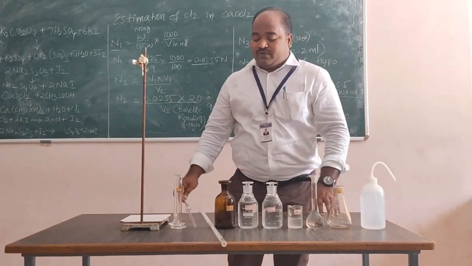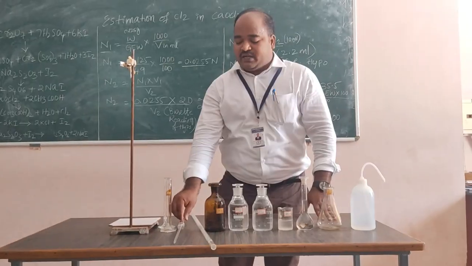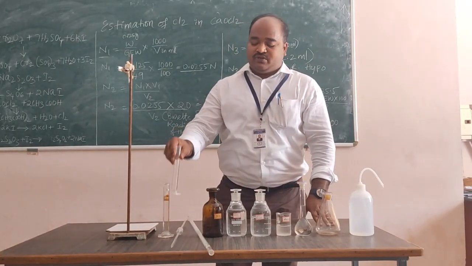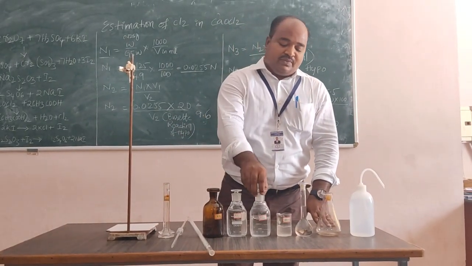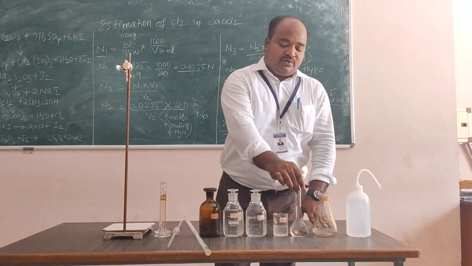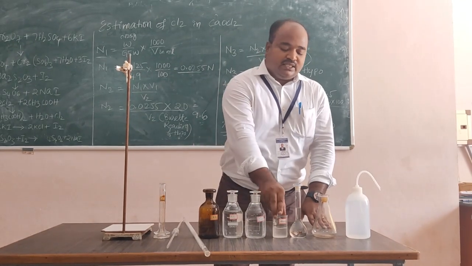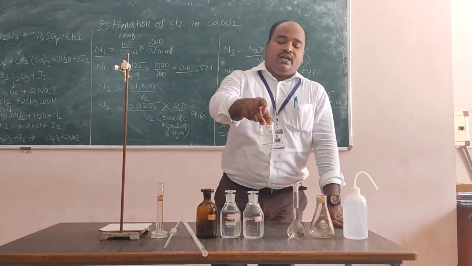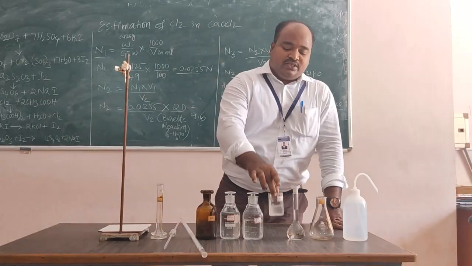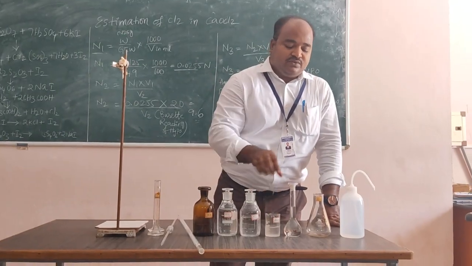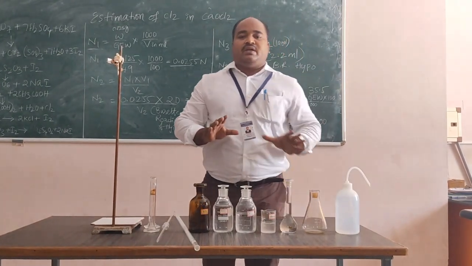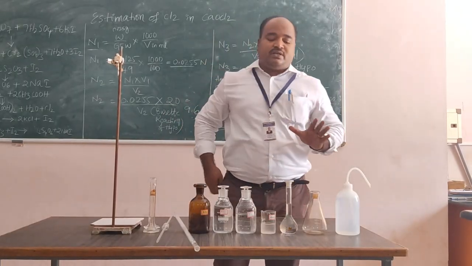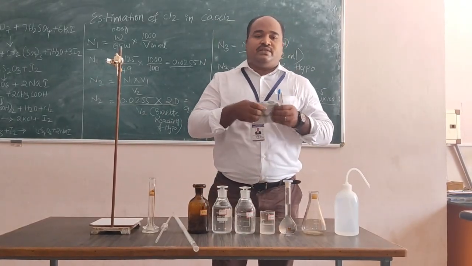I think this is not needed right now. We need to use measuring jars to measure acetic acid and bleaching powder. And this is the starch solution, already prepared by our lab assistant. We will add 2 ml into the conical flask. Just like in the estimation of copper experiment, this is the estimation of active chlorine in bleaching powder.